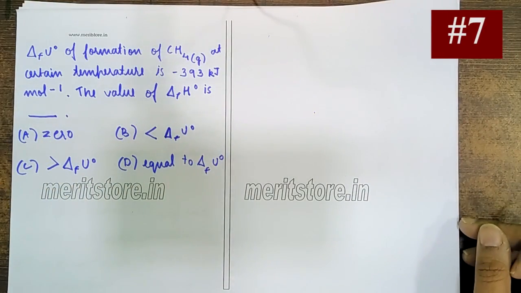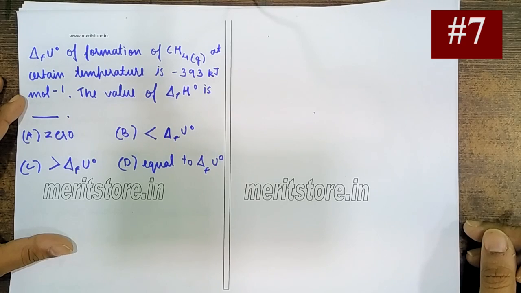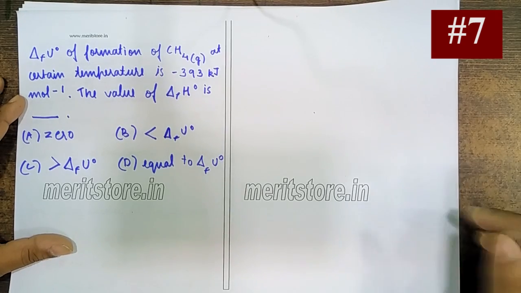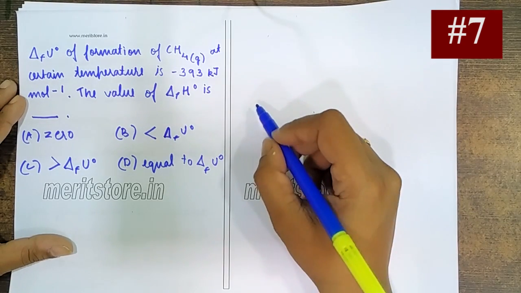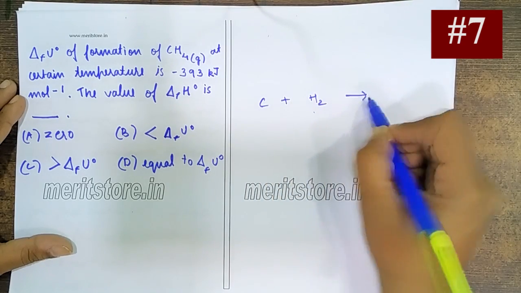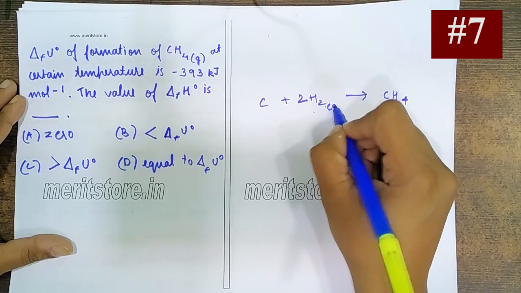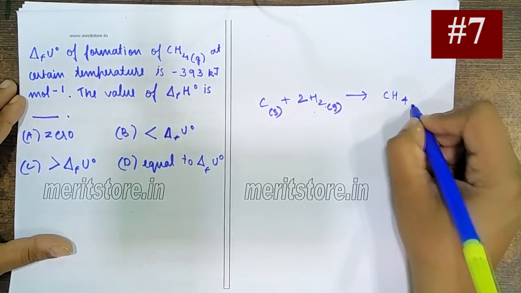Delta U of formation for the methane at a certain temperature is minus 393 kilojoule. The value of delta H we need to find. Now, the heat of formation of methane is C plus H2 giving CH4, balancing by multiplying H2 by 2. CH4 is in gaseous state, C is solid state, and H2 is in gaseous state.